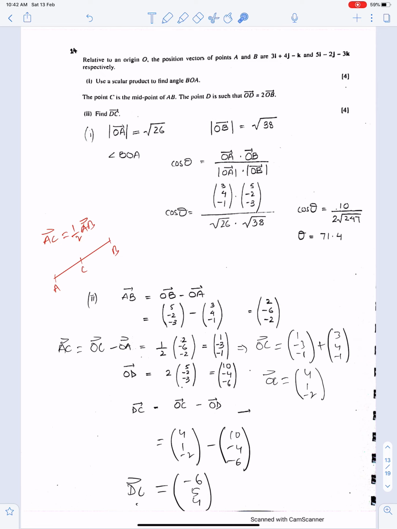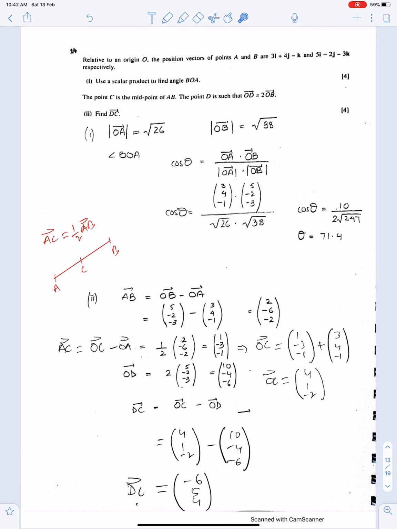From here you should work for OC. This is vector OC. I mean, you can write AC as OC minus OA. So get vector OC. OD is very simple, it's twice of OB. This is vector OD, and then use DC. It should be OC minus OD, and this is the answer.